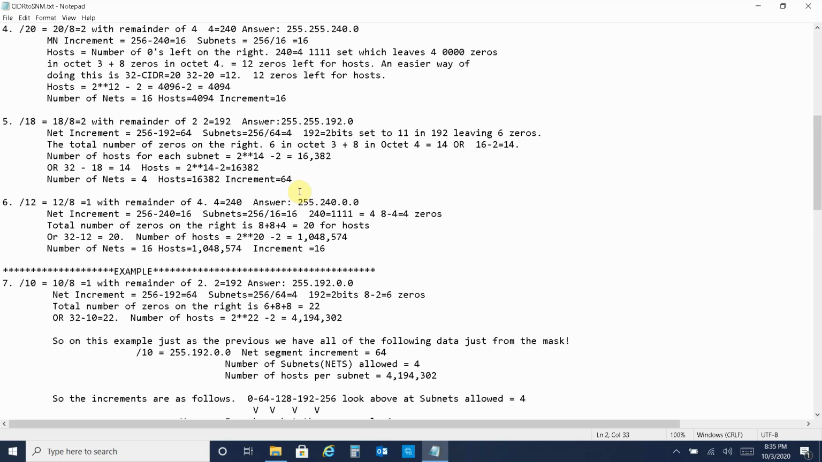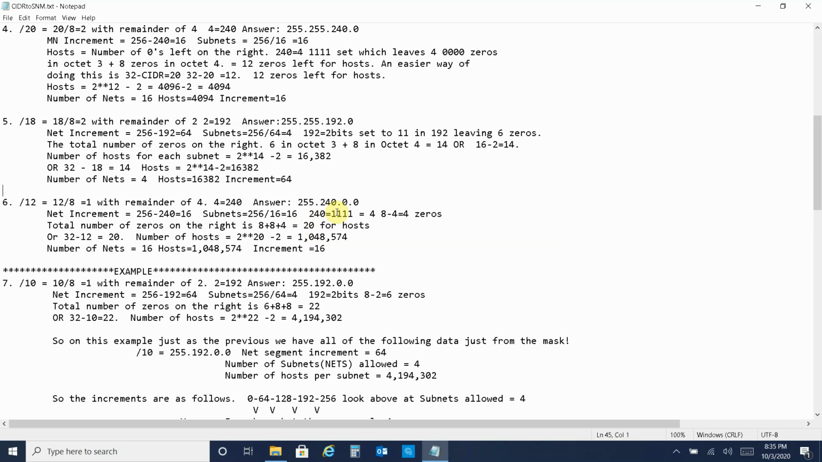If you had an IP address up here, the active octet would be right above the 240 for the IP address. Very important. So that's why we're using 240 here. The net increment is 256 minus 240. That equals 16. The subnets are 256 divided by 16. What we just got here gives us how many nets we have.